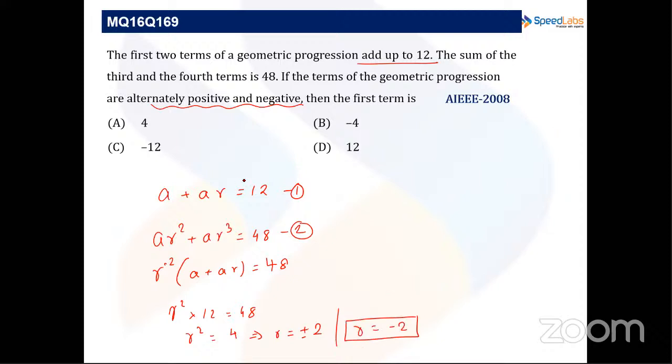Putting R equals minus 2 in the first equation, we get A minus 2A equals 12. So A we are getting is minus 12. So the correct option is C. How many of you got C? That's cool.